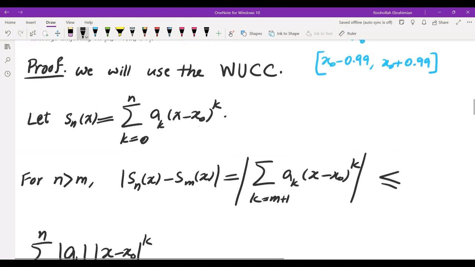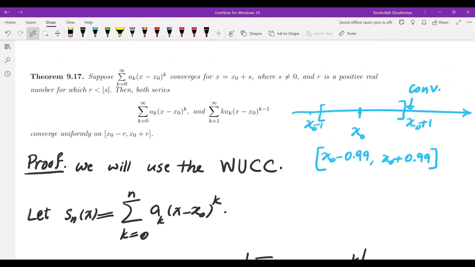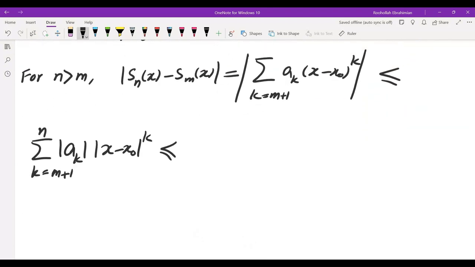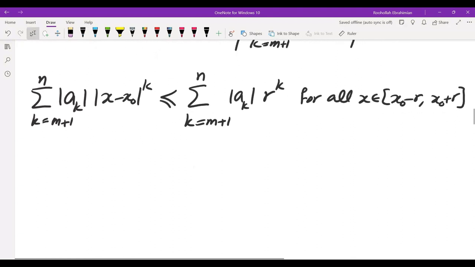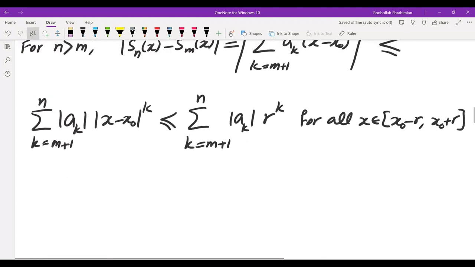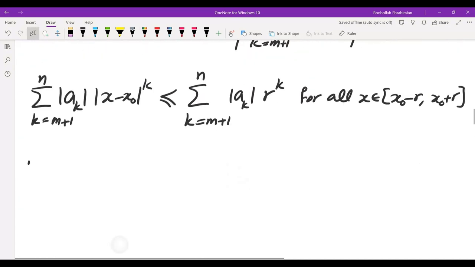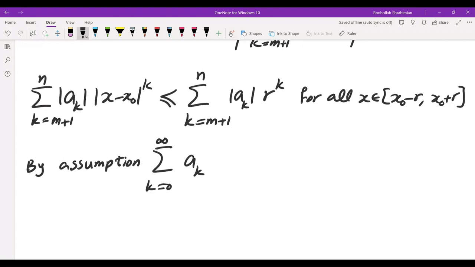If you assume that x is in the interval they gave us, x in the interval from x0 minus r to x0 plus r, then this becomes less than or equal to the sum k equals m plus 1 to n of the absolute value of ak times r to the k, for all x in the interval x0 minus r to x0 plus r. Now what we know is that the sum of ak s to the k converges by assumption.